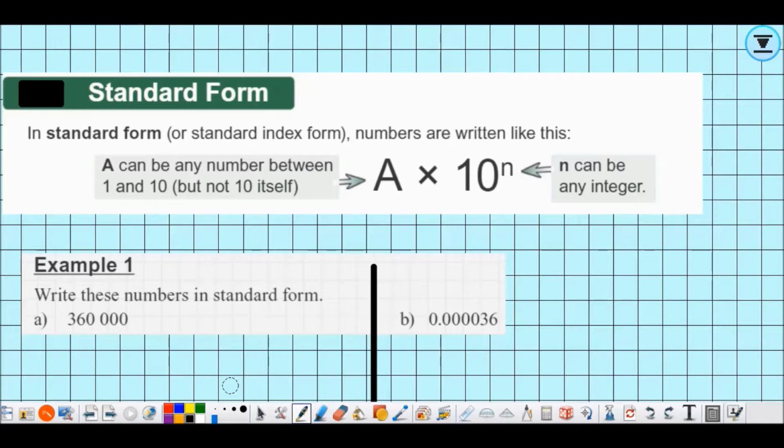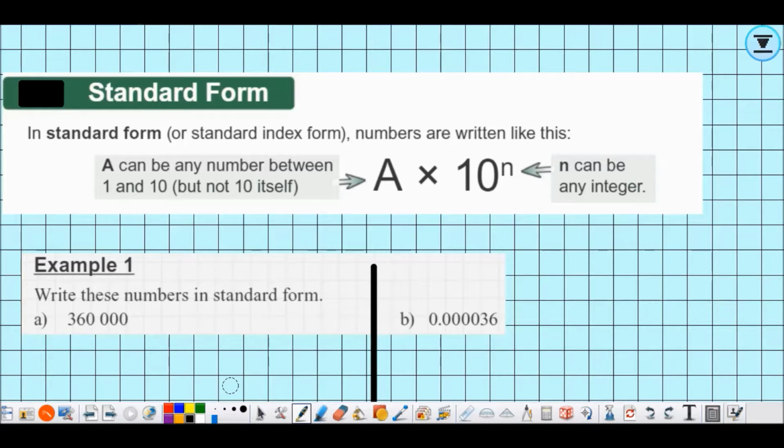We've got the A at the front, which can be any number, but it has to be between 1 and less than 10. Right, so it can go from 1 all the way up to 9.999 recurring. But it can't go into the two figures. It can't go into 10. So it's going to be between 1 and 10. That's a key thing to remember.